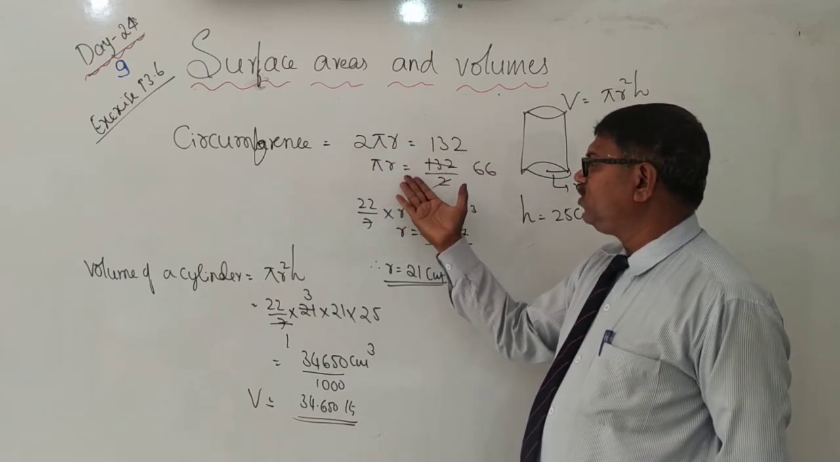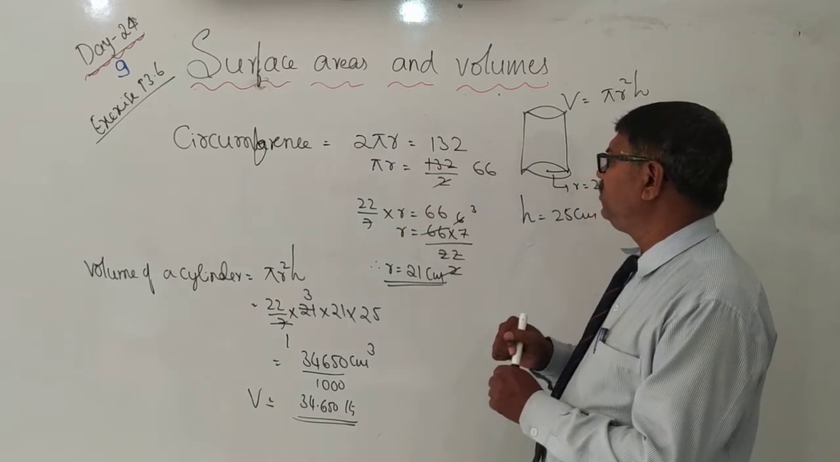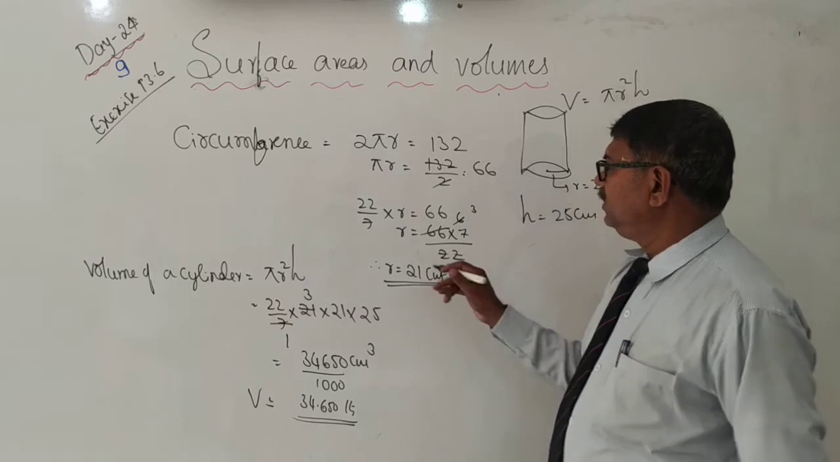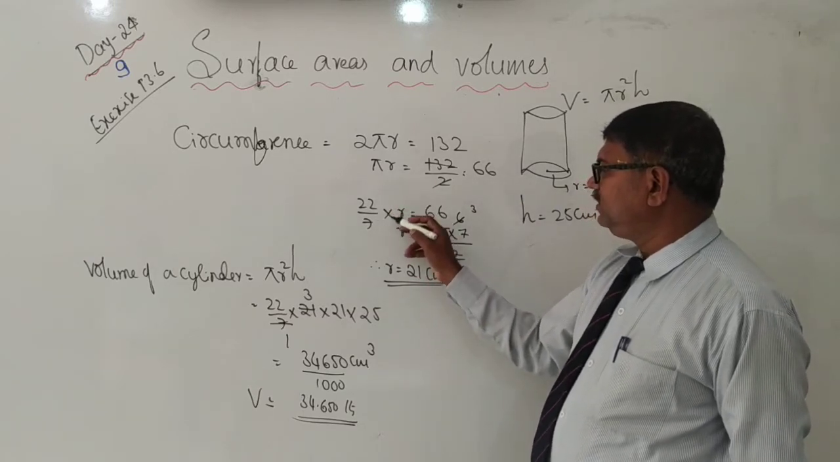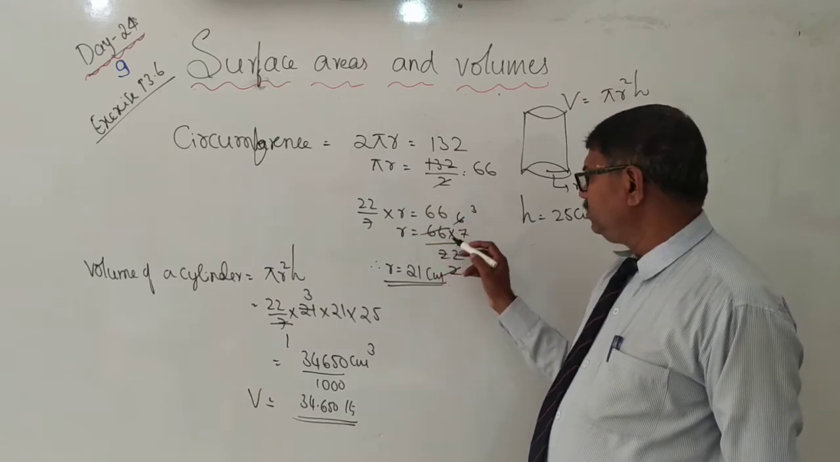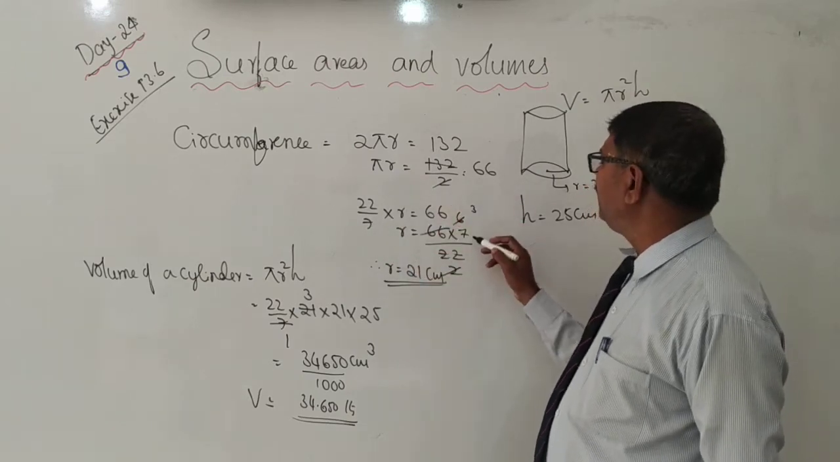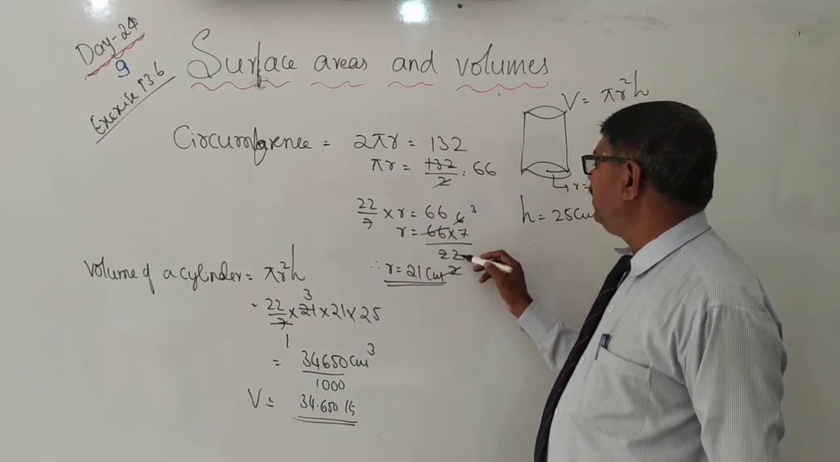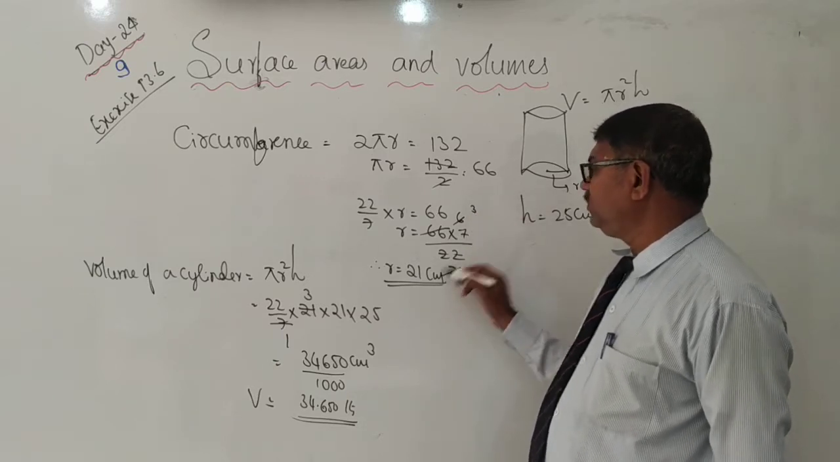Therefore, pi r equals 132 by 2, which is equal to 66. Therefore, with pi as 22 by 7, into r is equal to 66, and this 7 will go in the numerator. 7 divided by 22. 11 2s are 22, 11 6s are 66, 2 1s, 2 3s are 6, 3 7s are 21.